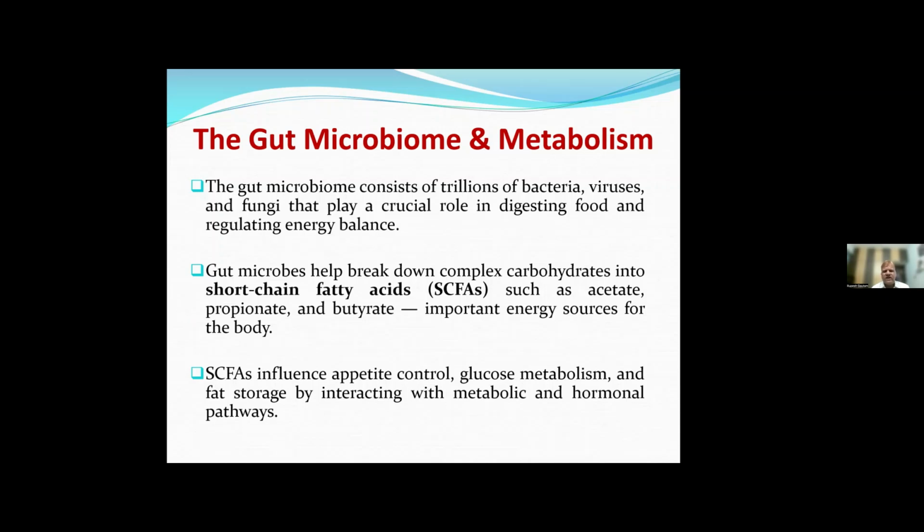Gut microbes help break down complex carbohydrates into short-chain fatty acids such as acetate, propionate, and butyrate. These are important energy sources for the body. SCFAs influence appetite control, glucose metabolism, and fat storage by interacting with metabolic and hormonal pathways. So these are correlated with each other. The gut microbiome, like bacteria, viruses, and fungi, is related to our food, metabolism, glucose, appetite, and all our health, obesity, and diabetes.